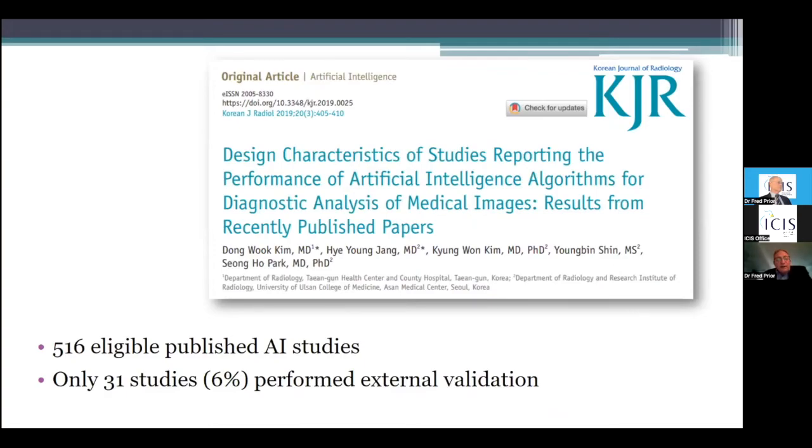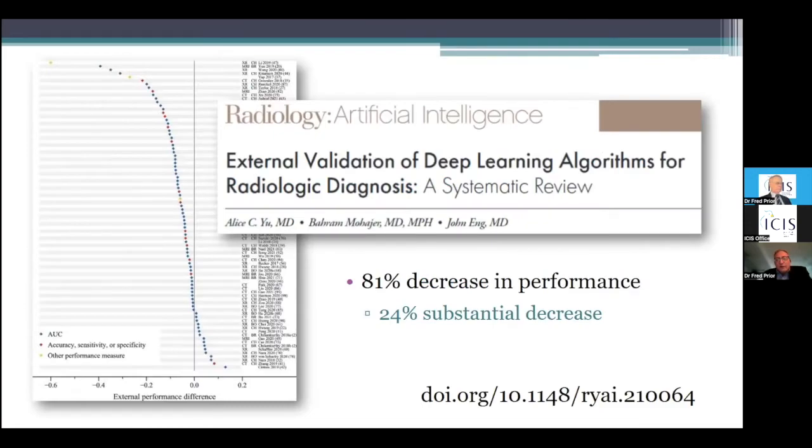that there's been a problem, and this is an article from the Korean Journal of Radiology going back to 2019, that identified only a small proportion of studies that had been published in the literature used external validation, that is, testing on data other than the data that were used to train the model. And this was some work that came out of the group at Johns Hopkins, where they looked at external validation of deep learning algorithms in radiology, and found that 81% showed a decrease in performance when tested on external data sets, and almost a quarter of them showed a substantial decrease in their performance.